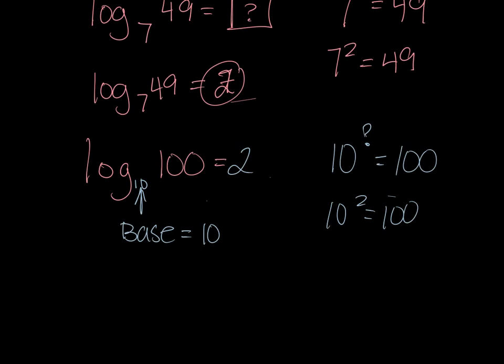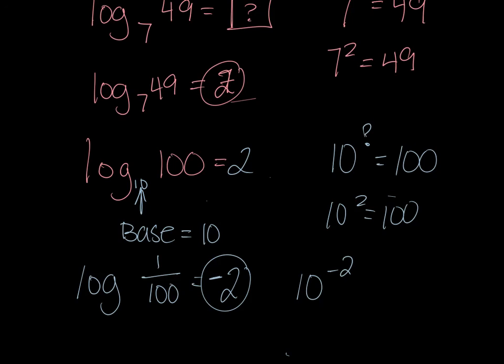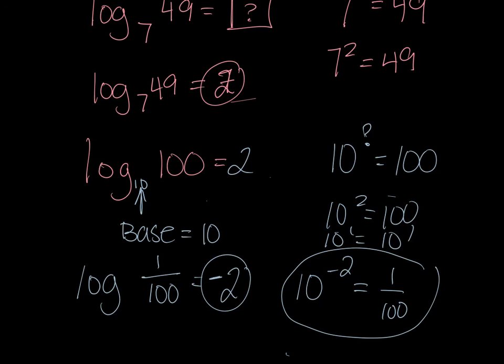All right. Last one, log of 1 over 100. Well, we're having it as a fraction, so this should be -2. If you do not understand that, it's because you do not understand how negative exponents work. Because 10 to the -2 is equal to 1 over 100. 10 squared is equal to 100, 10 to the first is 10, and then as you keep going down, it gets you to 1 over 100.